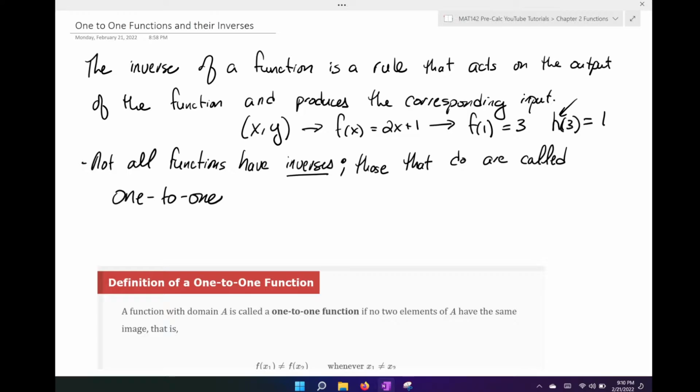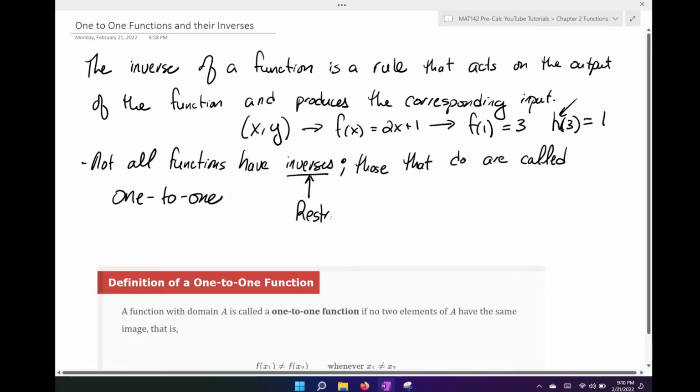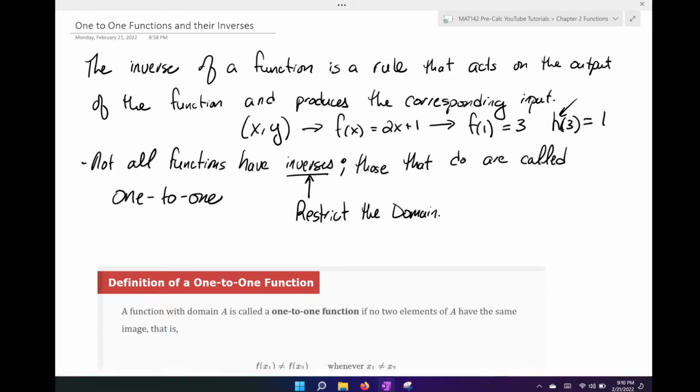Now, not all functions have inverses. This is just a thing, and we need to be careful about that. But those that do are called one-to-one. So sometimes we say, okay, functions that are one-to-one, what does that exactly mean? Well, we're going to go over that in a second. But sometimes in order to find the inverse, we may have to restrict the domain, which means, listen, overall this doesn't have an inverse. However, if we restrict the domain, it does have an inverse, okay?